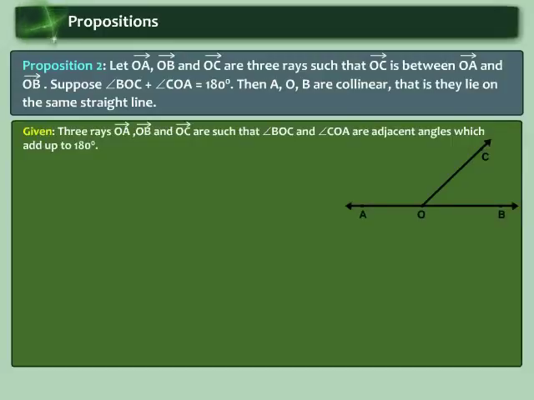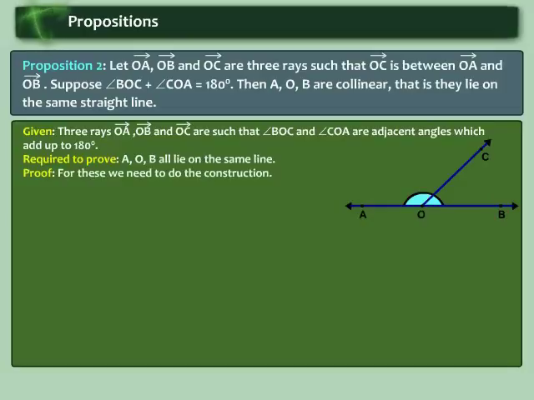Now we will see what is given. Three rays OA, OB and OC are such that angle BOC and angle COA are adjacent angles, which add up to 180 degrees. What we need to prove is that A, O, B all lie on the same line.